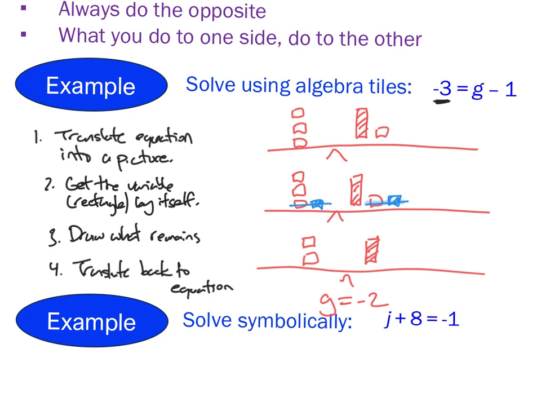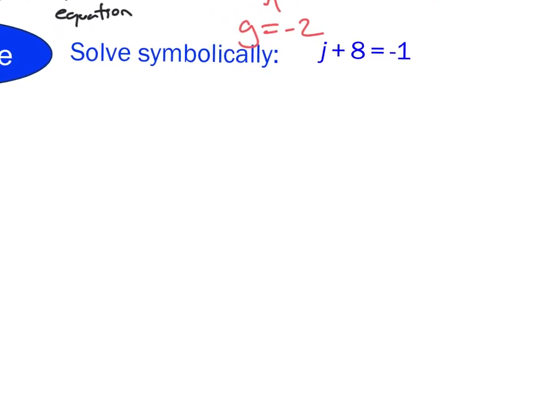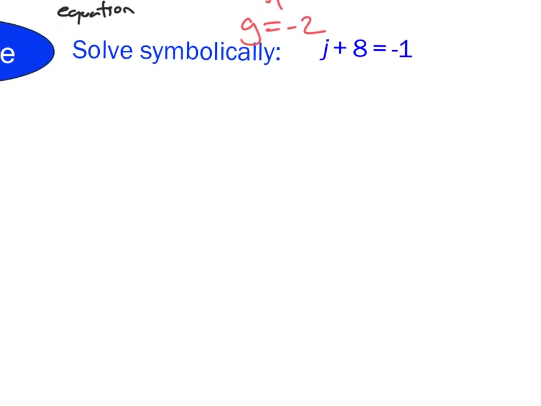Here's the second question: j plus 8 equals -1. So the first thing we need to do is write out the equation, okay? And this is the only step we need to show. We need to get the j by itself, so we have to get rid of the plus 8. And to get rid of the plus 8, here's the deal. I know I'm going to put an 8 here, and I know I'm going to put an 8 here.